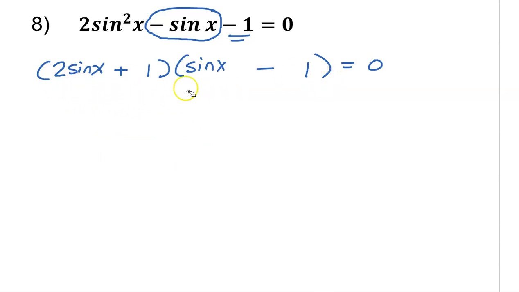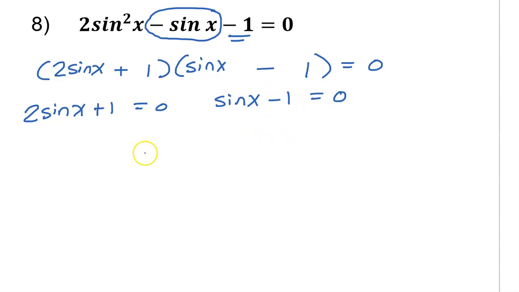So we factored it. To continue and find the solution to the equation, I'm going to use something called the zero product property. When you have something times something equals 0, well, either the first thing equals 0 or the second thing equals 0. So we can get one solution by setting 2 sine x plus 1 equal to 0. And we can get another solution by setting sine x minus 1 equal to 0. So now we have two little equations to solve.